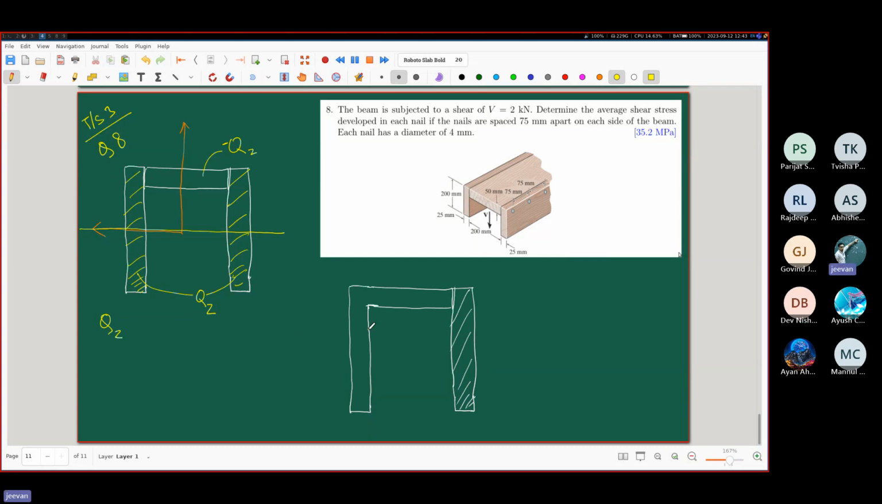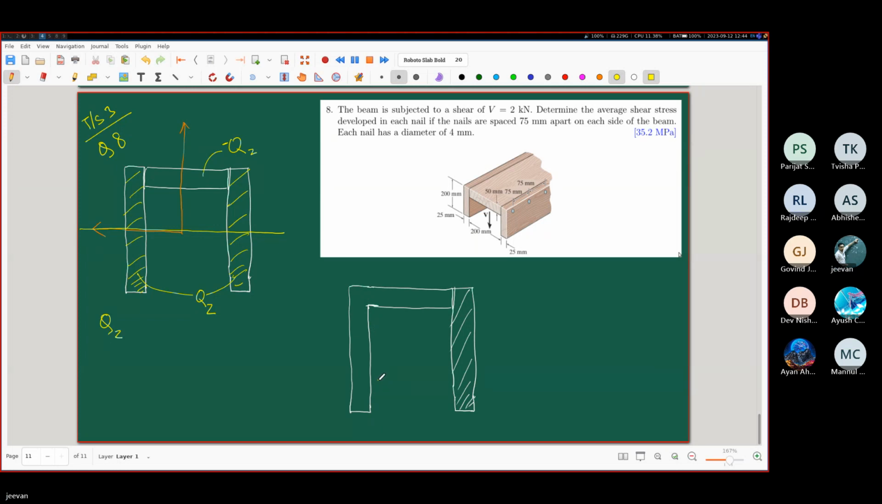Right. What about this thing? What do I do here? For the calculation of the Q, I am taking the cutting plane at that place where the nails are joining, right? But there are no nails here. So should I be taking a Q here also?